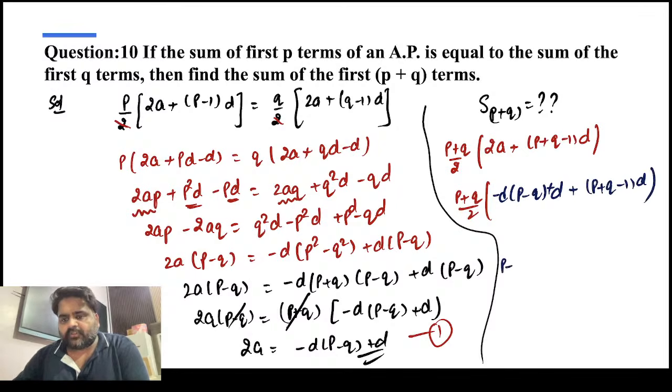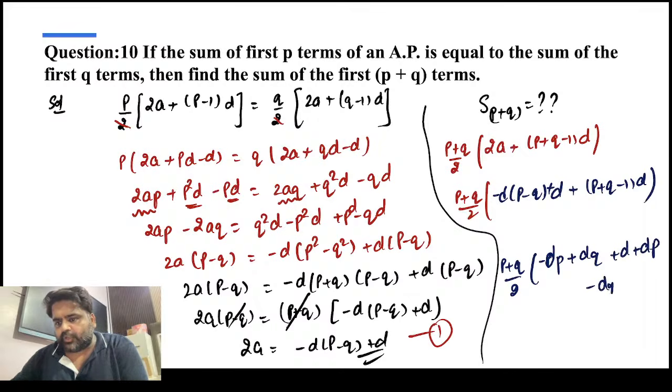Solve this. When you solve this, you will get minus dp plus dq plus d plus dp minus dq minus d. All the terms will cancel out. The result is 0.